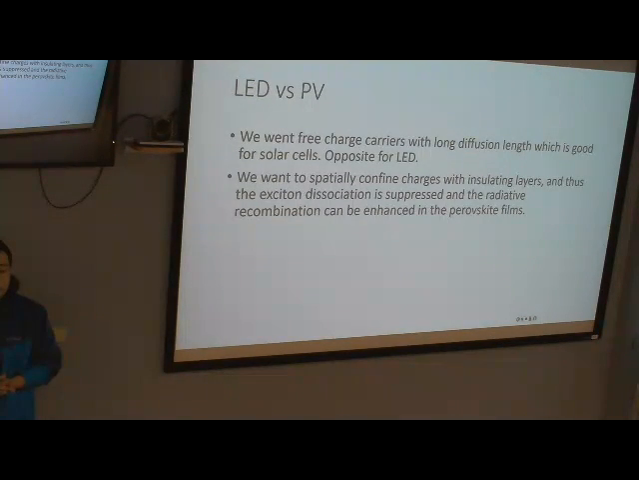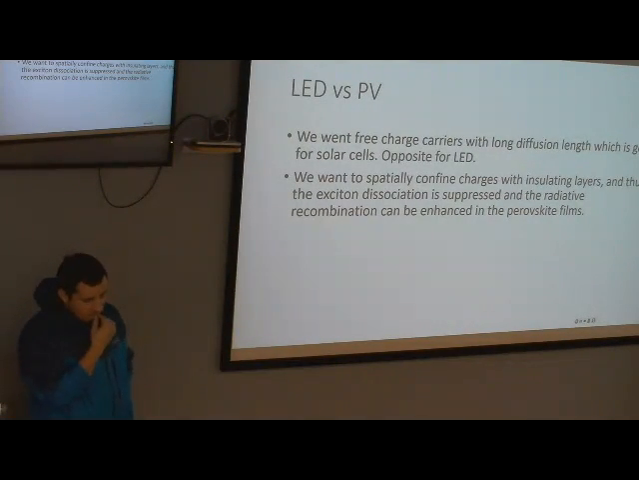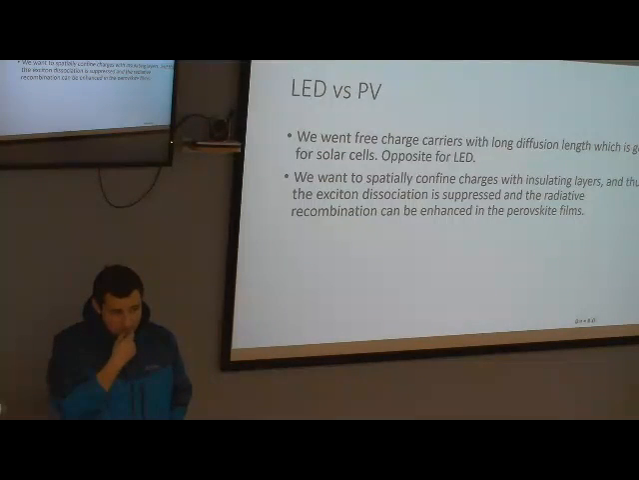So what is the insulating layer? Confined charges with insulating layer means? Shouldn't we wait to let them go through, so that... is it like it should be continuous?